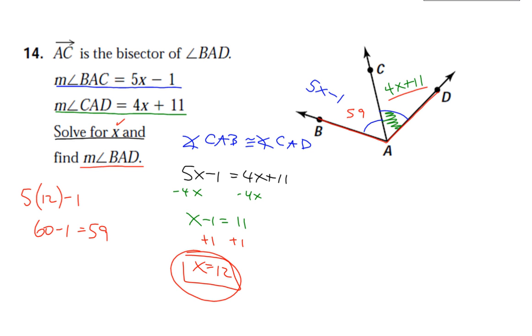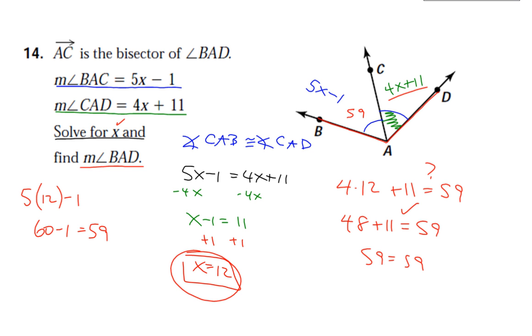It better be, because after all, ray AC bisects BAD. Let's see. Is 4 times 12 plus 11 equal to 59 as well? It should. So I have 48 plus 11. Is that equal to 59? Yes, it is. 59 is equal to 59.